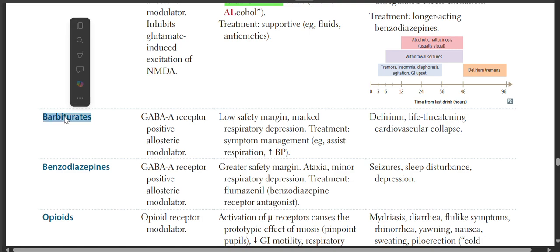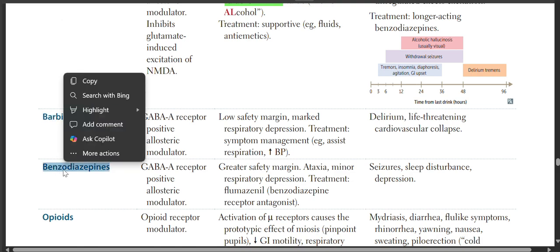Next, we have barbiturates and benzodiazepines. A lot of these symptoms for barbiturates and benzodiazepines overlap. They're both CNS depressants and they both act on the GABA receptors. Now, the difference is, do you guys remember, does barbiturate affect the frequency or the duration? Duration, yes. Barbiturates affect duration, and benzodiazepines affect frequency.